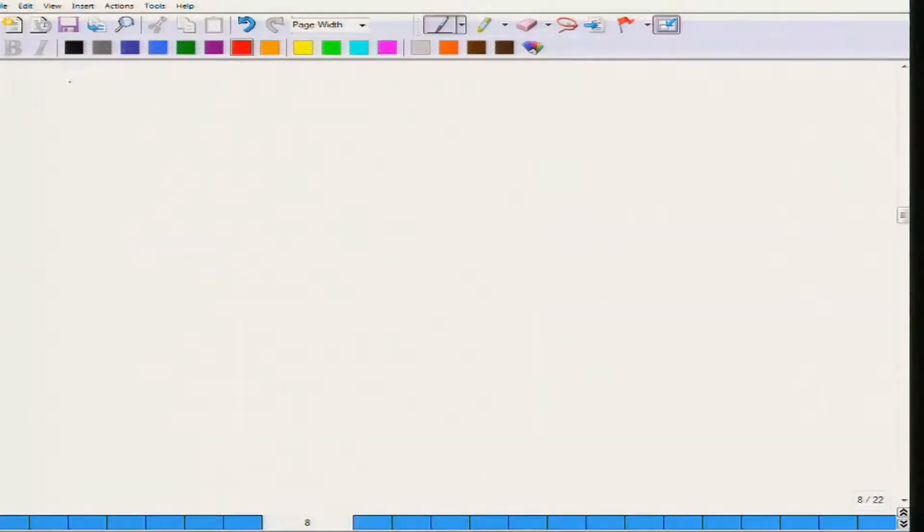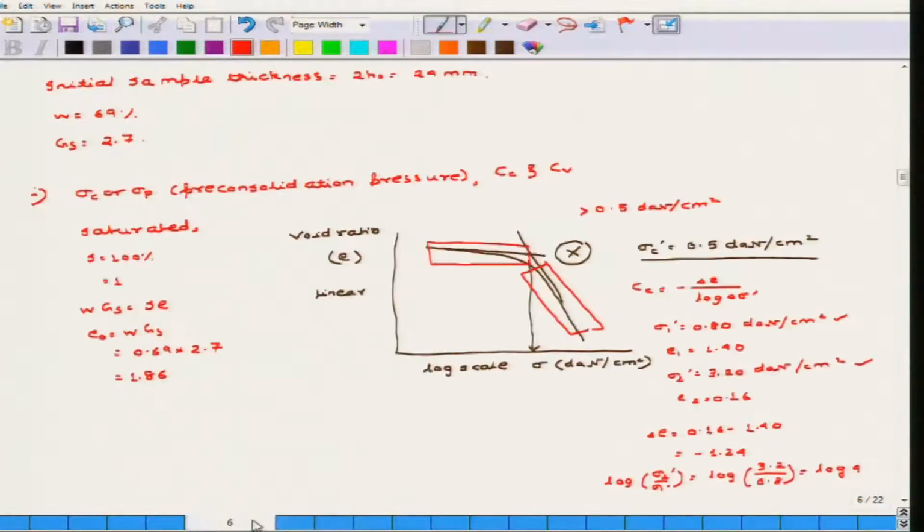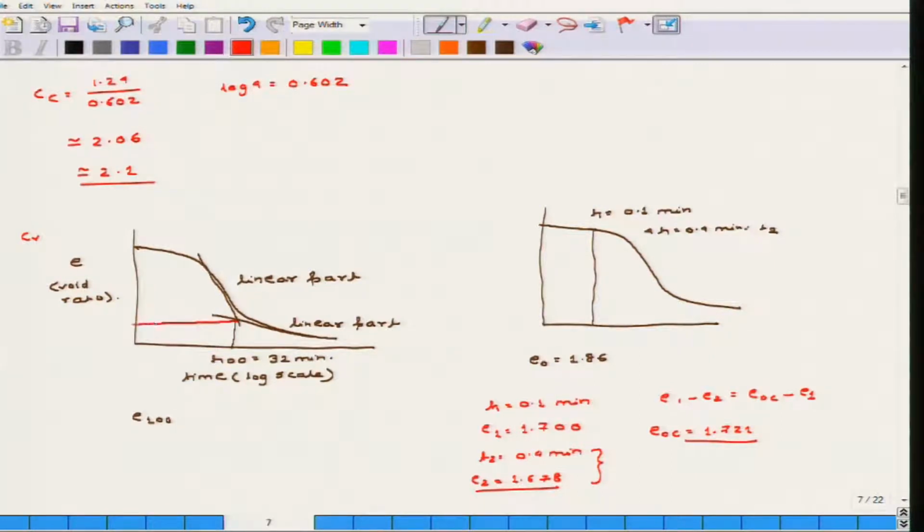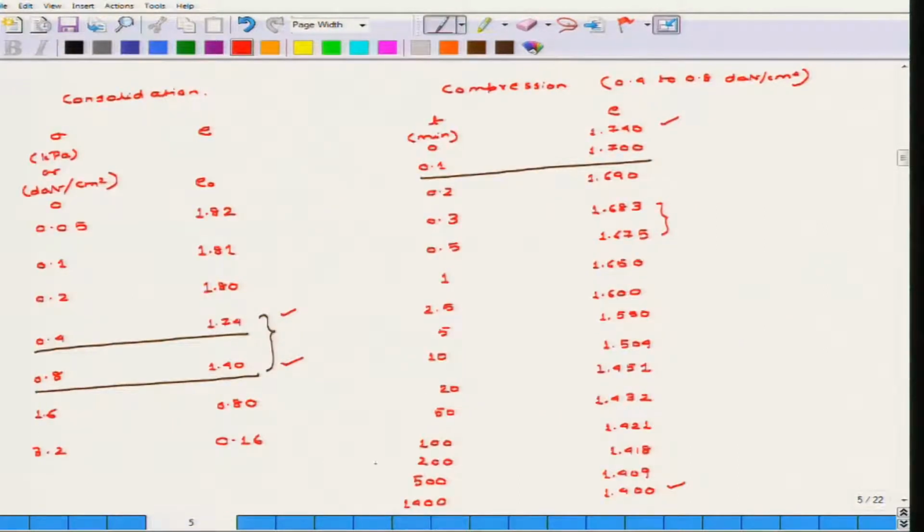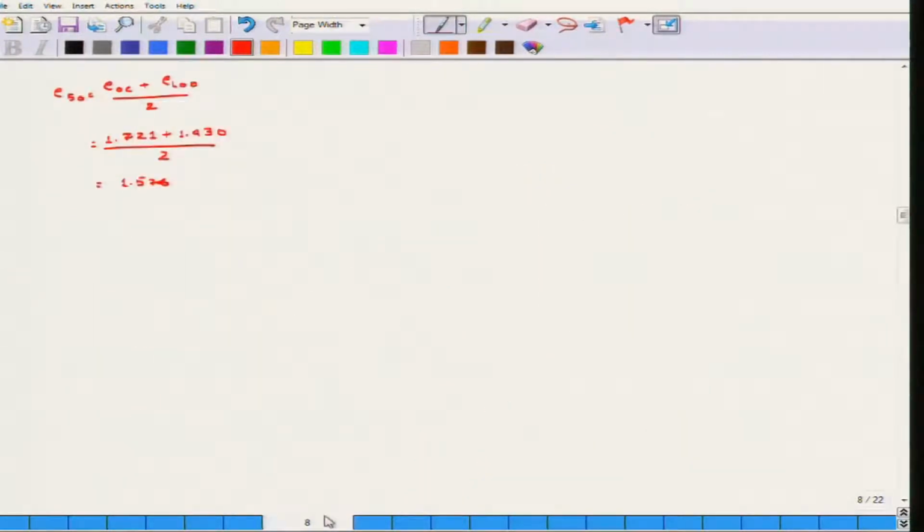Now, once EOC is 1.721, we find the E50. EOC means the original, the initial part, and E100 means the final part, divided by 2. So, 1.721 plus 1.430 by 2 is equivalent to 1.576. The E100 here is obviously at 32 minutes, which is 1.430, it is given here. So, no linear interpolation is required. E50 is 1.576, and from there you can calculate the T50 as 3.7 minutes.